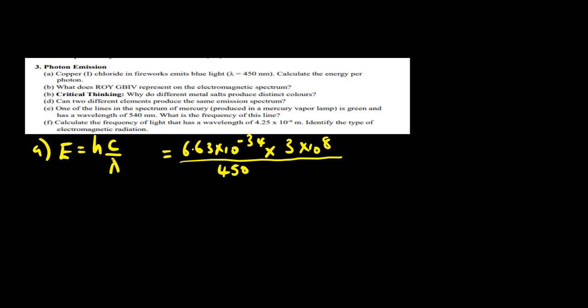Now, nanometers, you have to convert that to meters. You know that a nanometer is just 10 to the power negative 9. So I'm just going to put times 10 to the power negative 9, and it is in meters. Then you do your math. Okay, so I'll just do everything together.